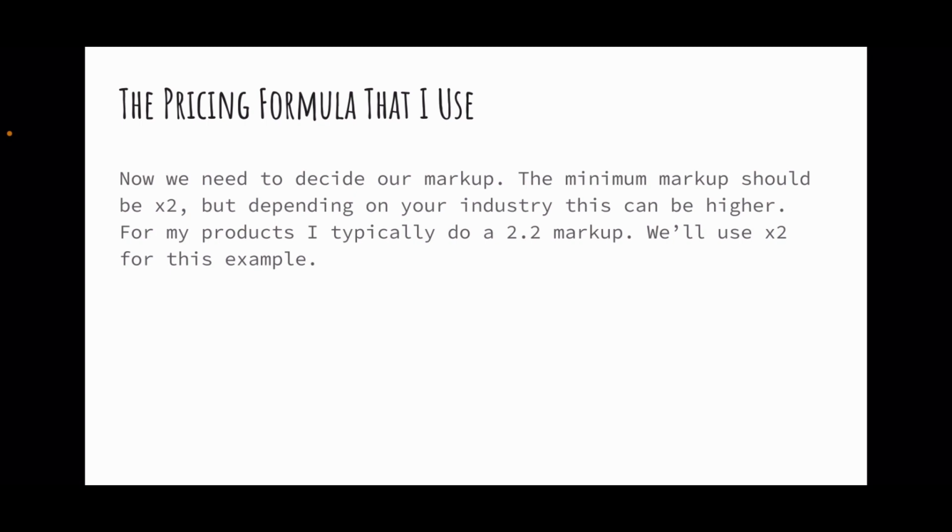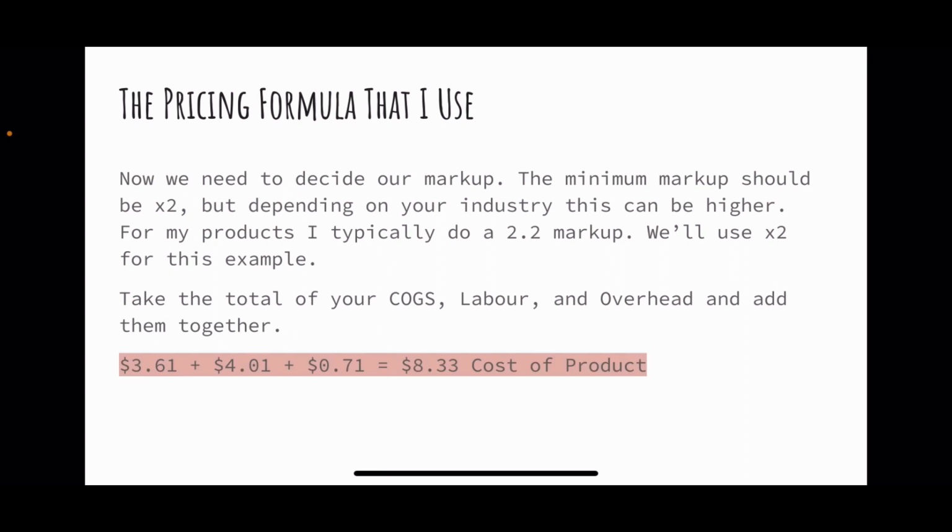All right, so we want to take all of the totals that we have just gotten and add them together. So our COGS plus labor plus overhead for using it equals the cost it takes to make our product. So for our example, $3.61 plus $4.01 plus 71 cents is going to get us a total of $8.33 for the total cost of our product.